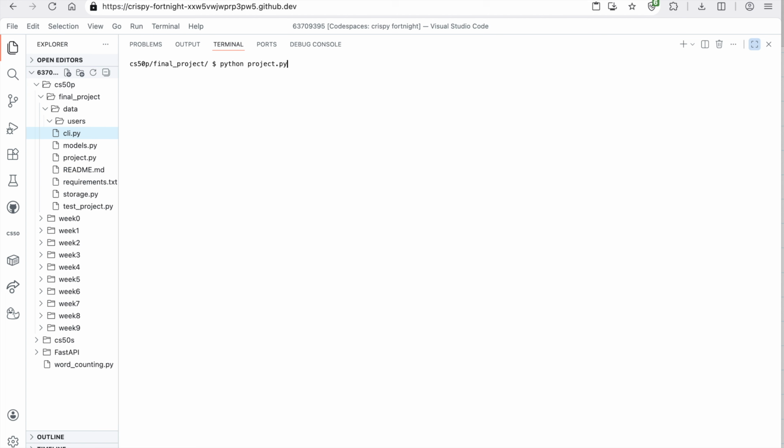This is my CS50 Python final project. It is a stock trading simulator built as a command line application. Users can register an account and log into the system.